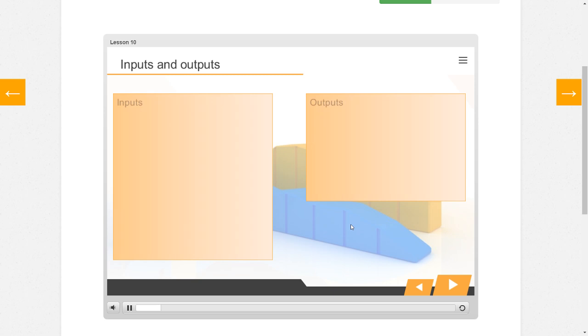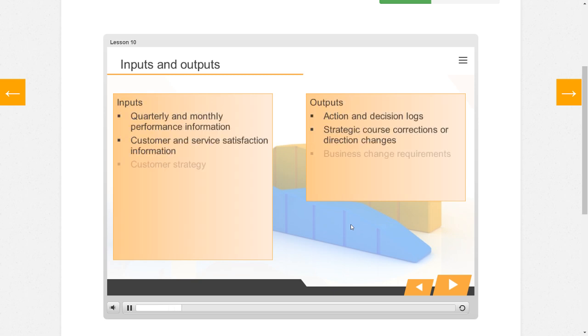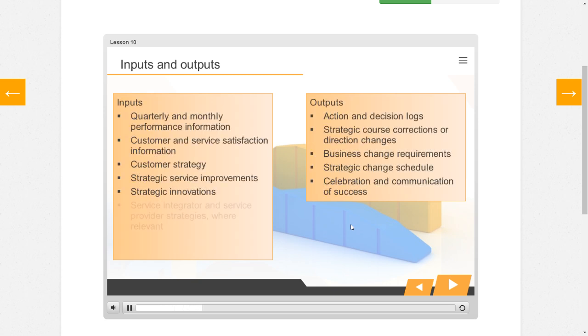You can see some examples of inputs and outputs for an executive board here. Customer organizations in a SIAM model expect to gain benefit from all the parties in the ecosystem working together. They will expect innovation, not just business as usual service delivery. Strategic innovations will be discussed at the executive boards.